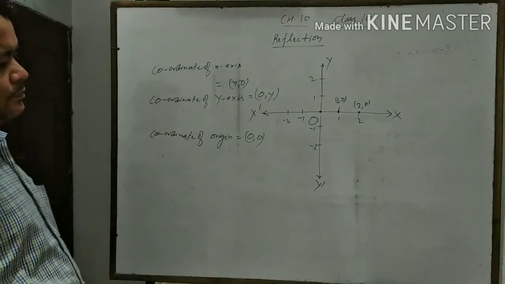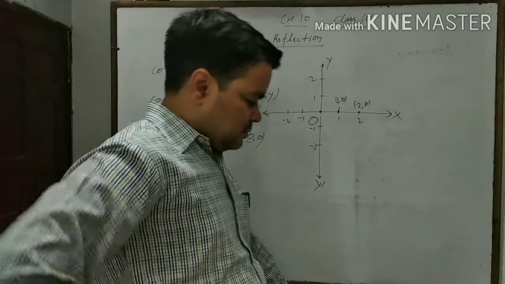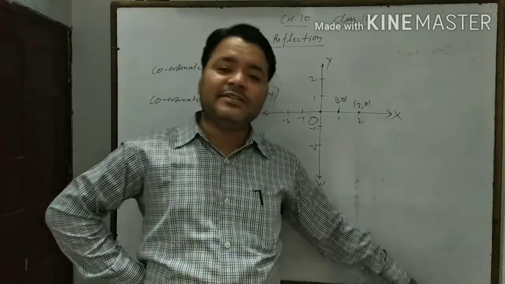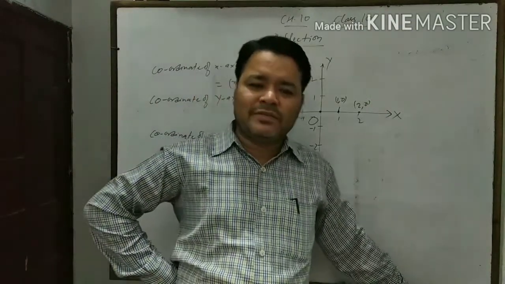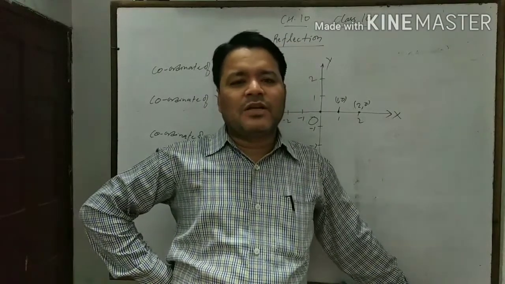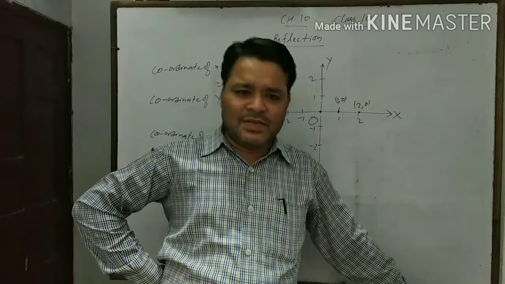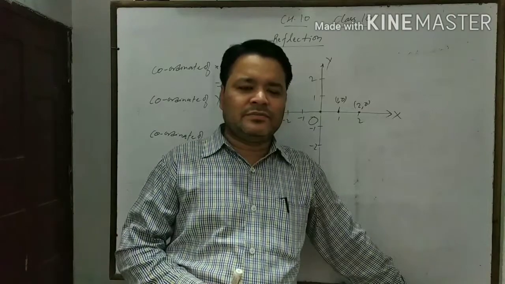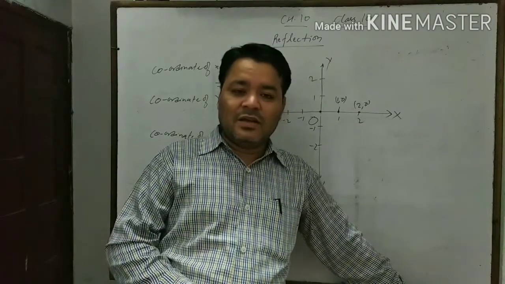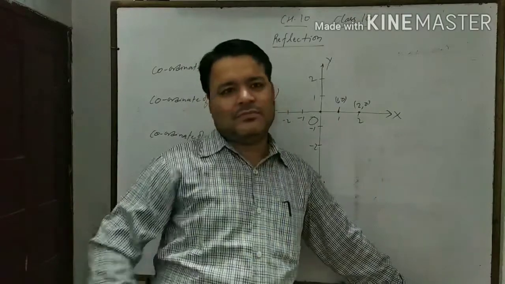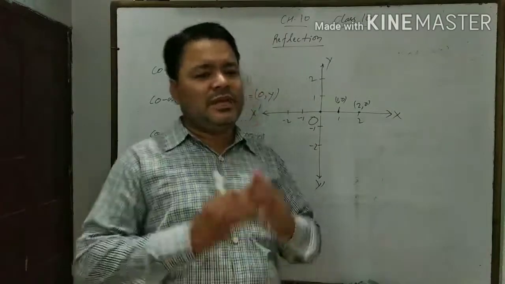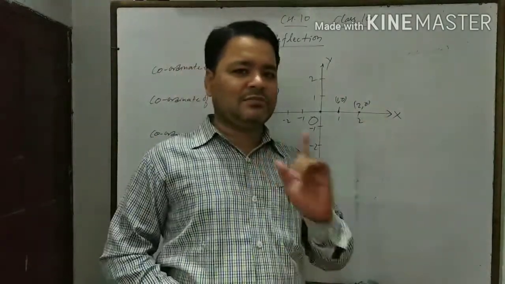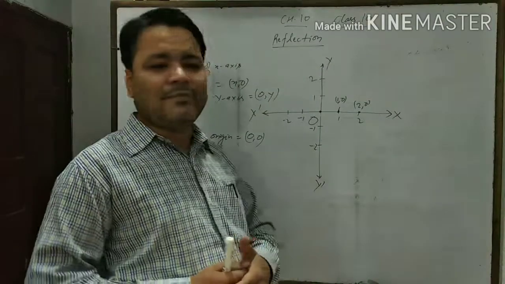Okay. This is the introduction of coordinate geometry. Now the question is, what is coordinate geometry? Can you define it? Actually, coordinate geometry is a branch of mathematics in which we try to explain geometry with the help of algebra. In coordinate geometry, we study geometry with the help of algebra. This is a special branch of mathematics.